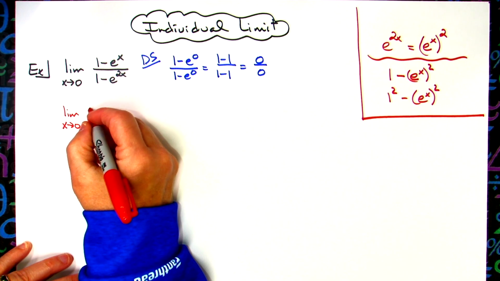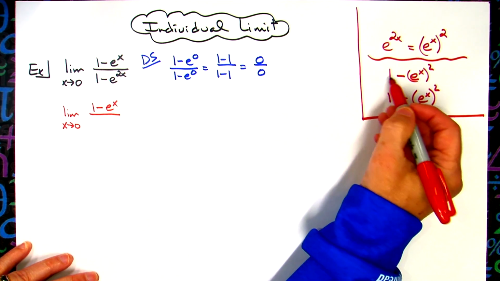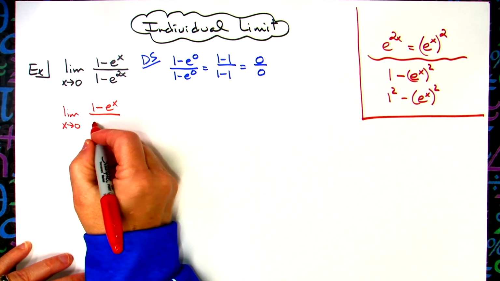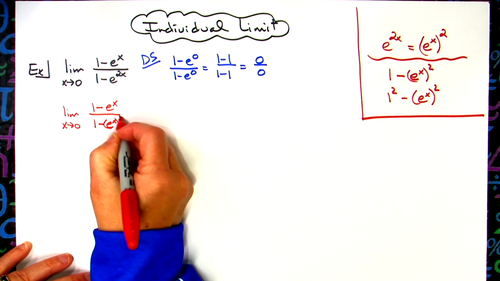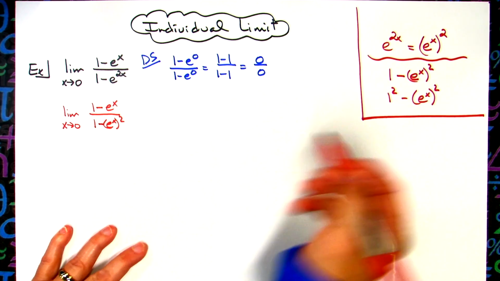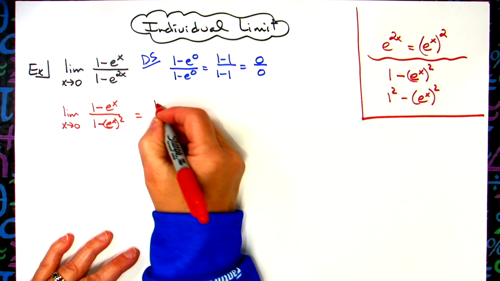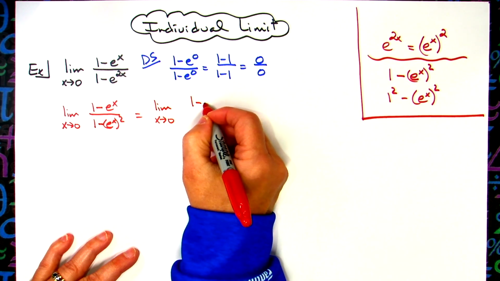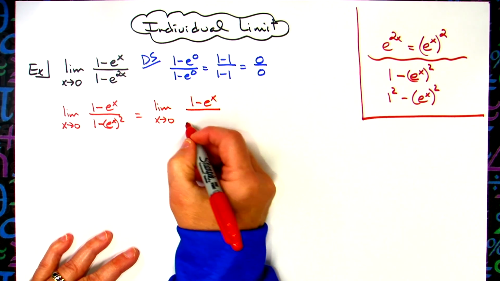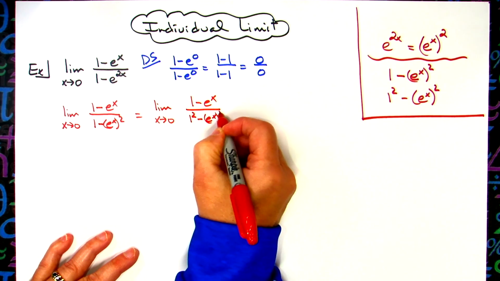So the limit as x approaches 0 of 1 minus e to the x. All right, we will rewrite the bottom as 1 minus e to the x and then to the second power. All right, just so that we can be sure and understand where the steps are coming from, we'll go ahead and rewrite again the limit as x approaches 0, 1 minus e to the x, and then 1 squared minus e to the x squared.